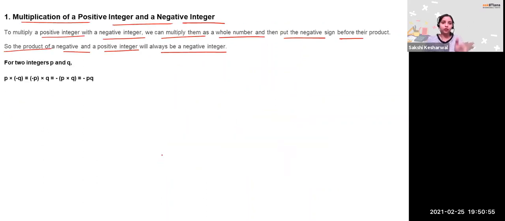So this is what we are going to learn. It says that for two integers, this is an important point over here. If you see this, p into minus q, or minus p into q, is equal to what?